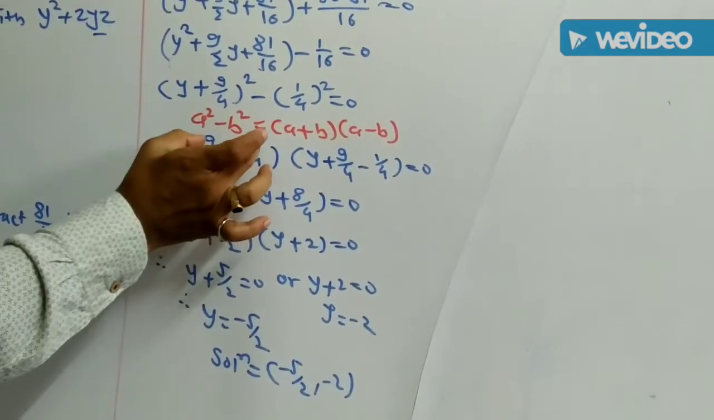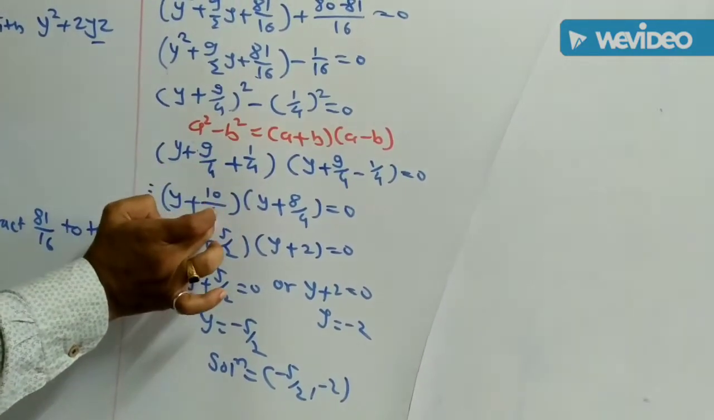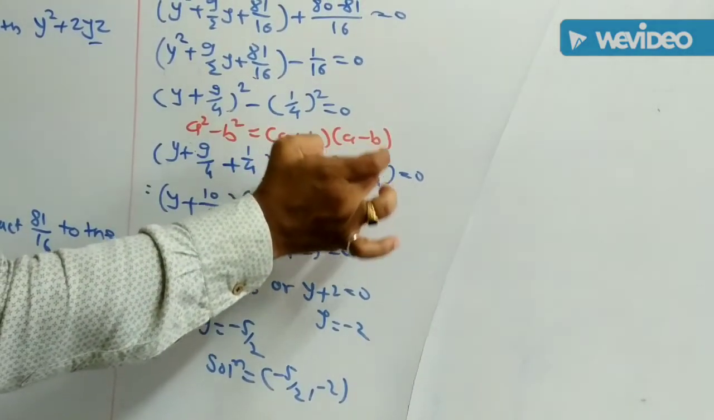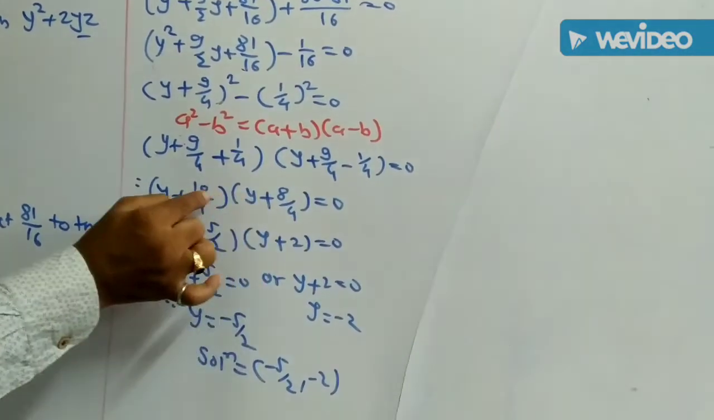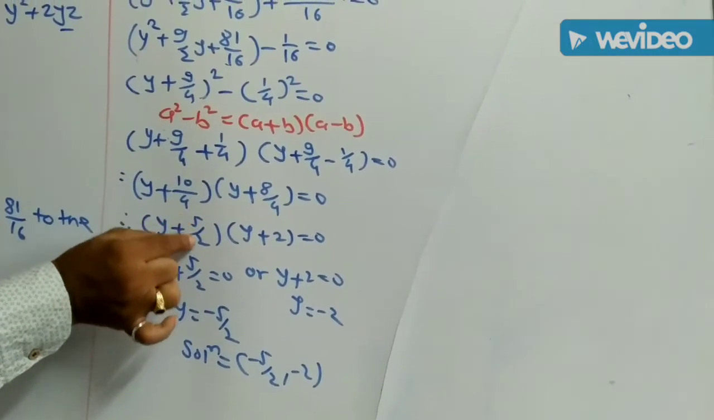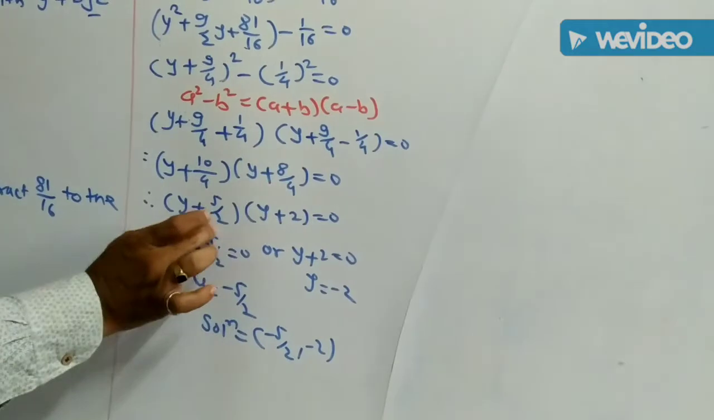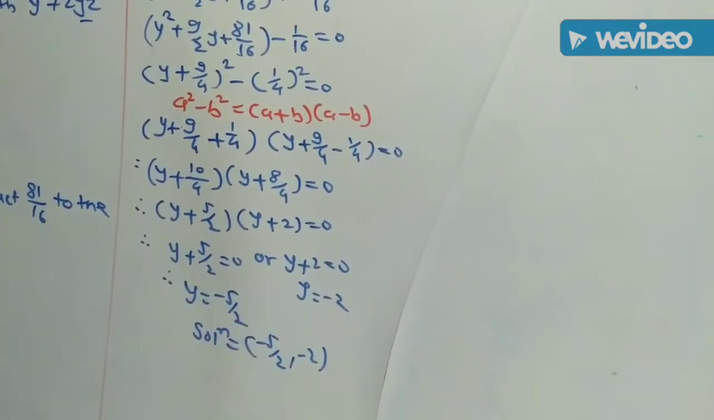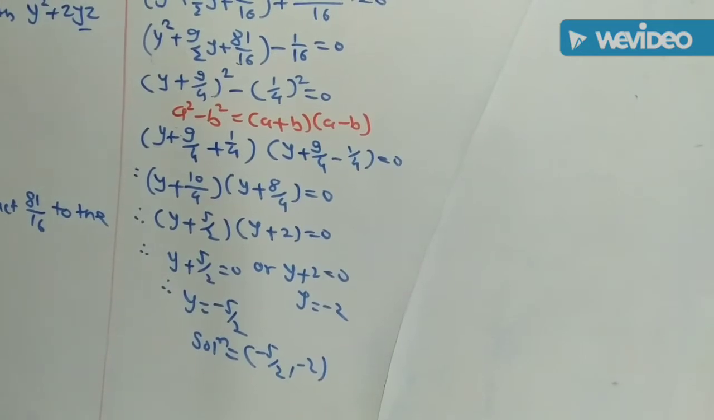Y plus the addition of this, 9 plus 1, 10 upon 4. And here y plus 9 upon 4 minus 1 upon 4, that is 8 upon 4. These are multiples of 2, therefore divided by 2 we get 5 upon 2, and 8 upon 4 means 2. Plus gets converted to minus, therefore the solution is minus 5 upon 2 and minus 2.